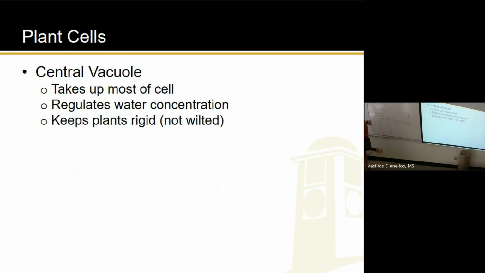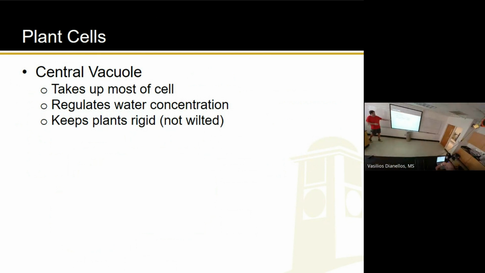Central vacuole is the next thing we're going to talk about. Again, this is only in plant cells. This actually takes up most of the cell. So when you're looking at a plant cell, most of it is the central vacuole. This is the thing that regulates the water concentration. Later in this chapter or the next one, I forget because it's kind of shuffled, slightly different organization from the last textbook that I've been using for years, we're going to talk about water concentration.